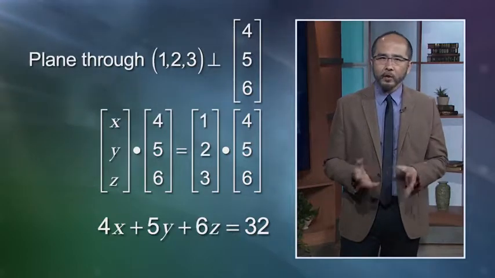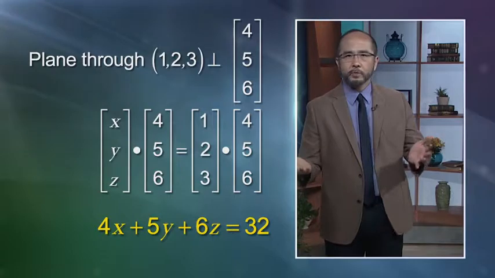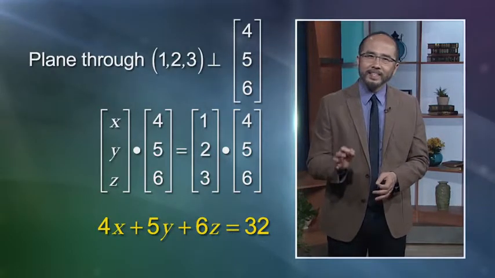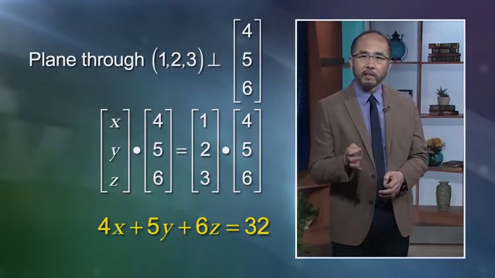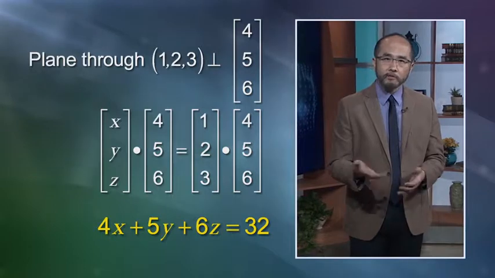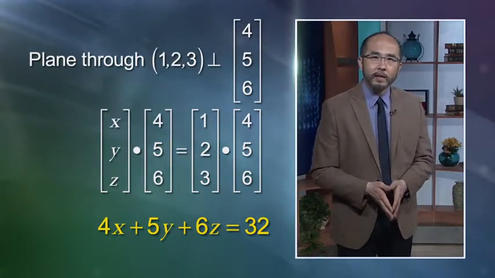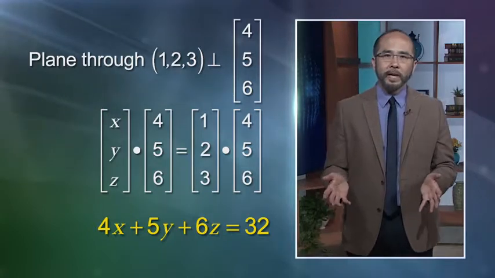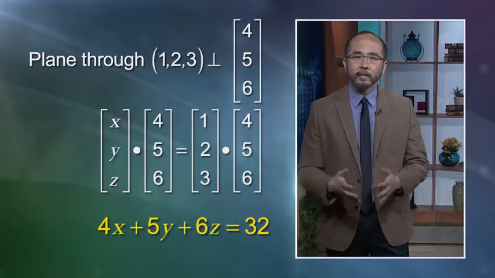Note that when I write an equation in normal form, like 4x plus 5y plus 6z equals 32, it's actually easy to see what the normal to the plane is, because you can just inspect the left side and read off the coefficients of x, y, and z. In this case, 4, 5, 6. These are the components of the normal vector to the plane. And if I change the point through which the plane passes, the right side of the equation may change, but the left side will stay the same.